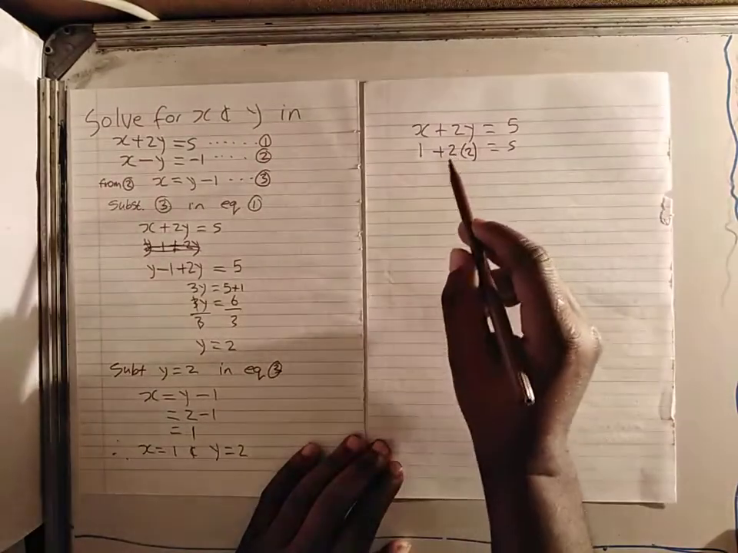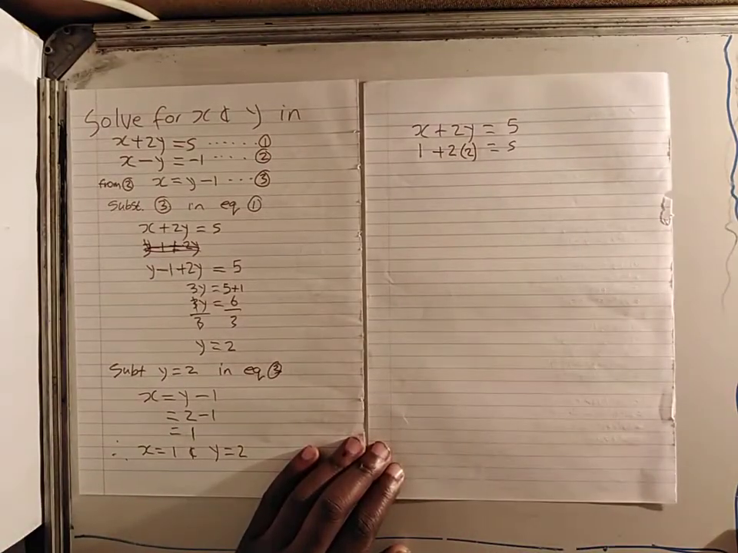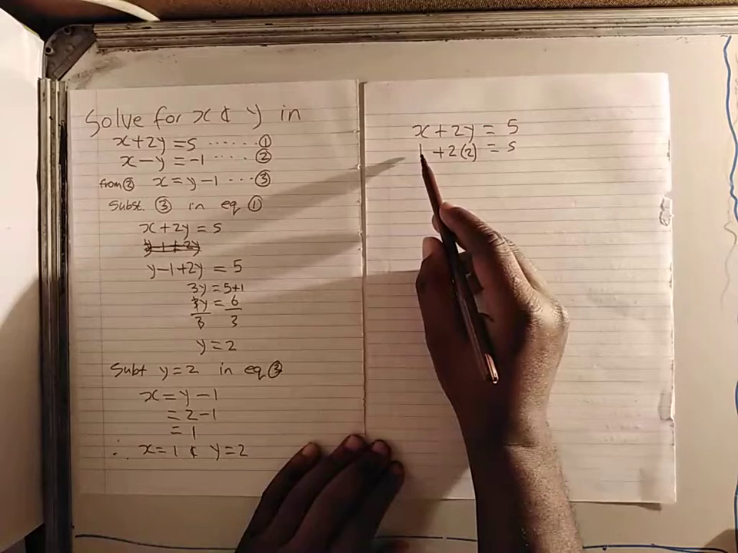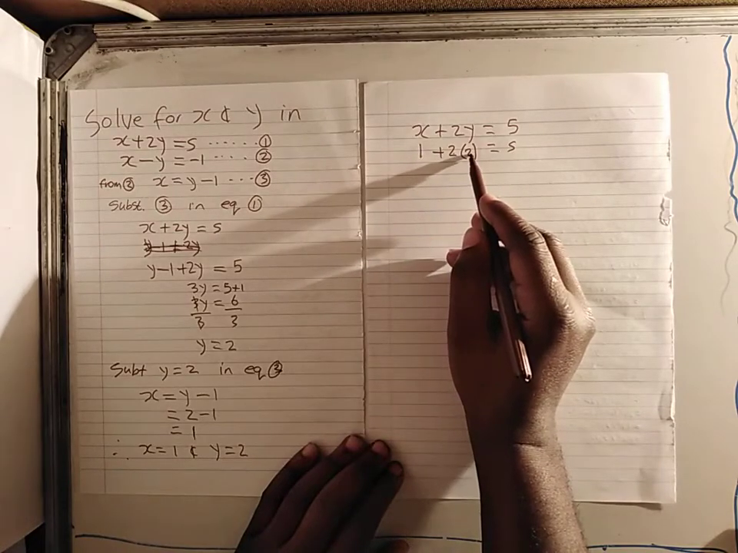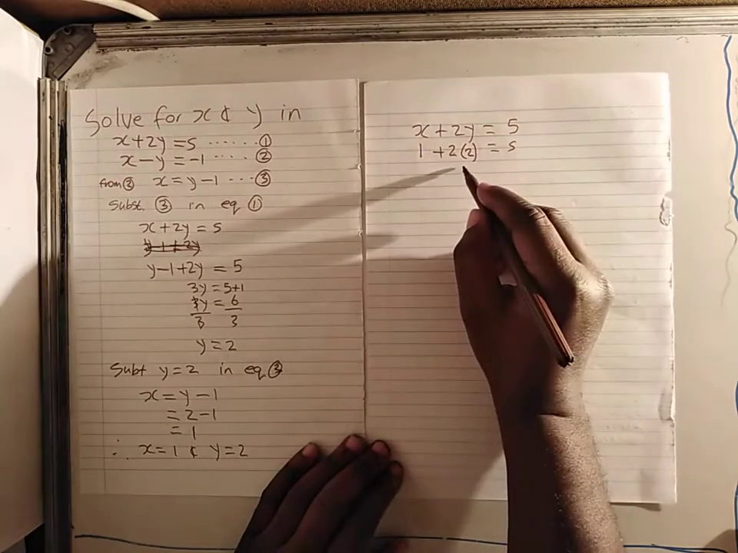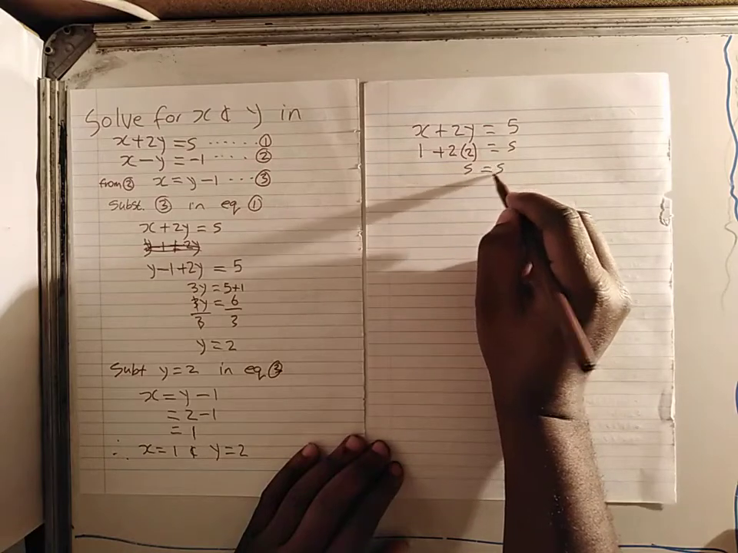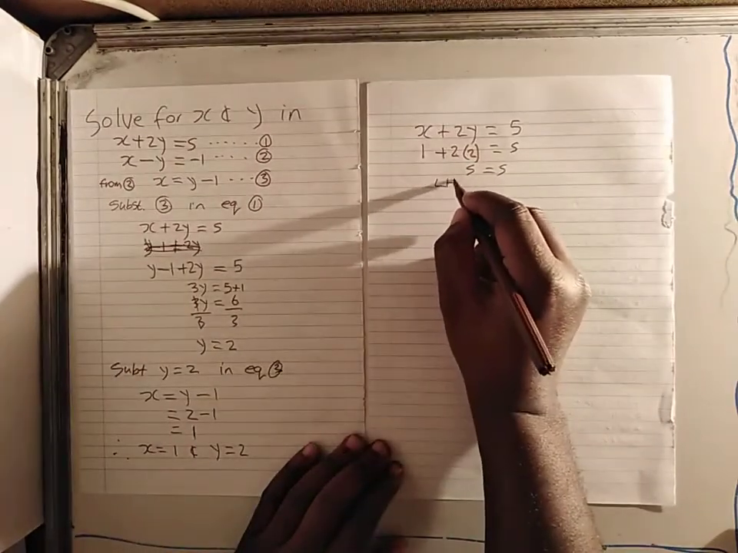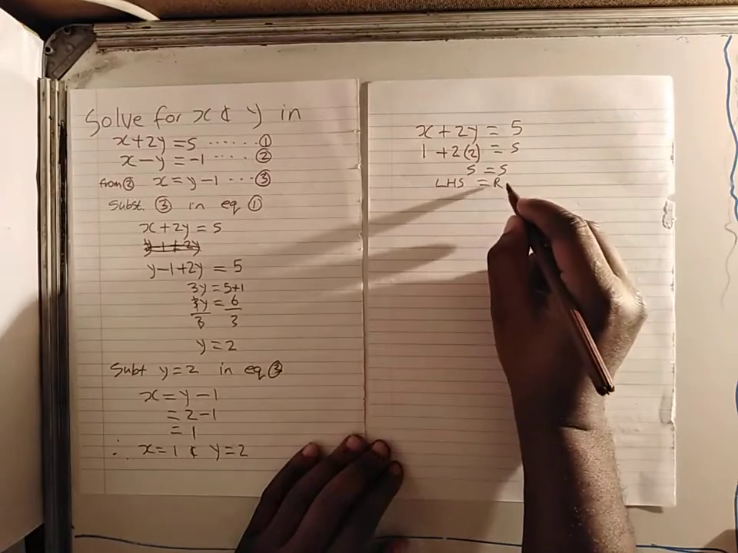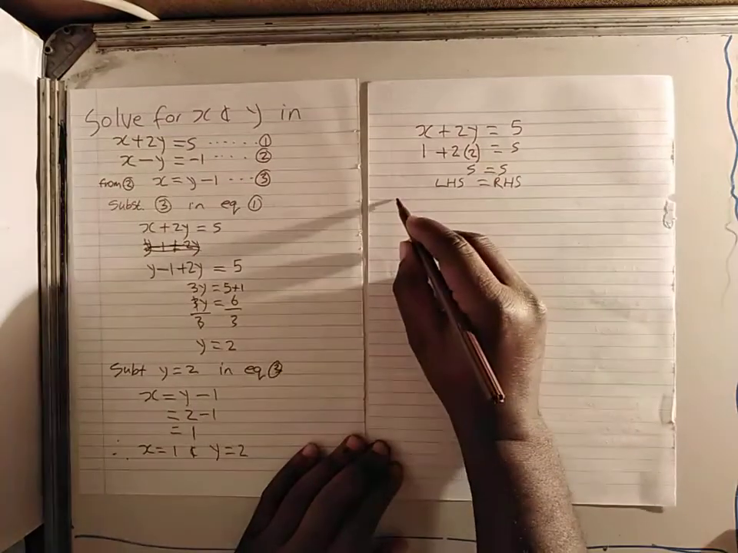Now, ladies and gentlemen, if our left hand side is the same as our right hand side, that means that our values are correct. But if that is not the case, it means our values are wrong. So 2 times 2 is 4. 4 plus 1 is 5. So we've got 5 is equal to 5, which means the left hand side is equal to the right hand side. And then what does this mean?